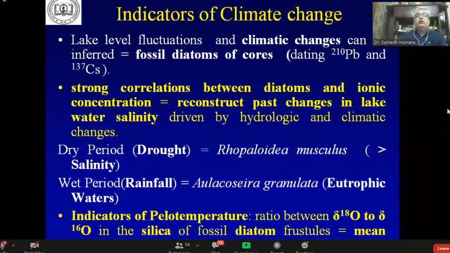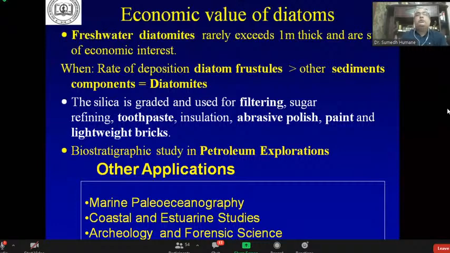The diatoms have a very good role in industry also. They have economic importance. Freshwater diatomites rarely exceed 1 centimeter. Diatomites are sedimentary rocks formed by diatom deposition. This is possible only in a situation where the rate of deposition of diatom frustules is higher than the other sediment components. For example, in our tropical areas, we won't expect the development of diatomites.